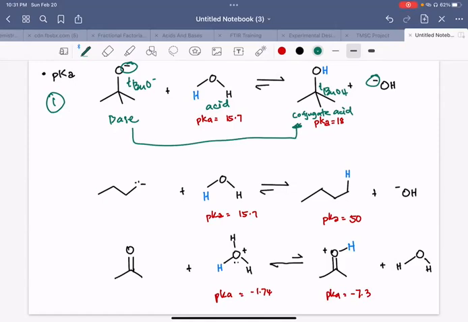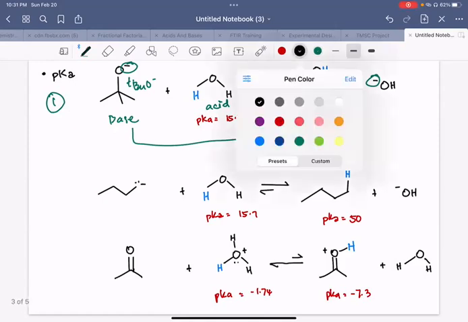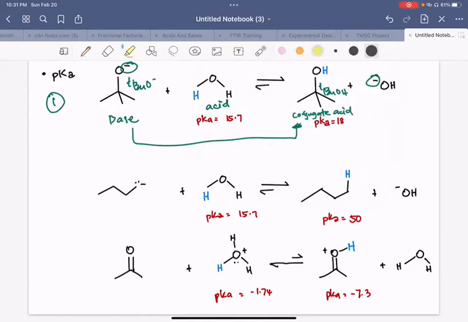For example, I'll just label here for emphasis. This is the acid. And this acid can also become a base, and it is called the conjugate base.